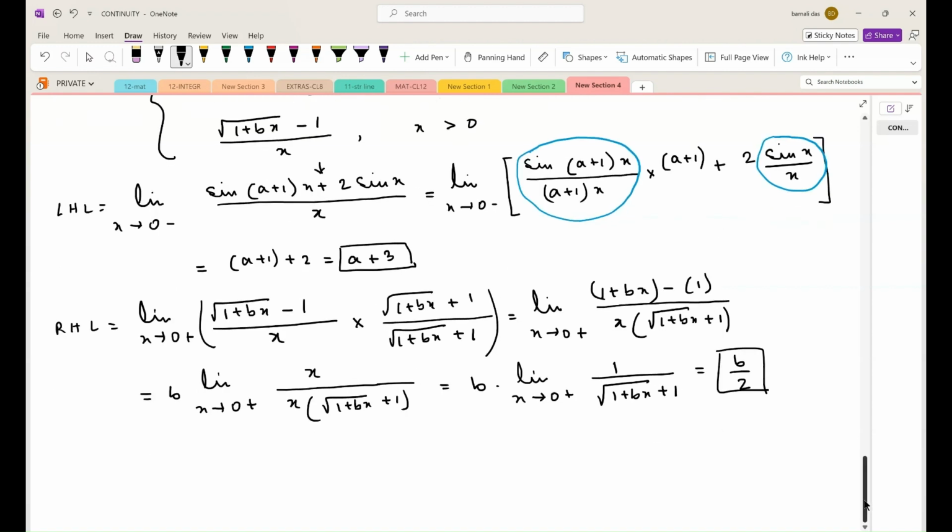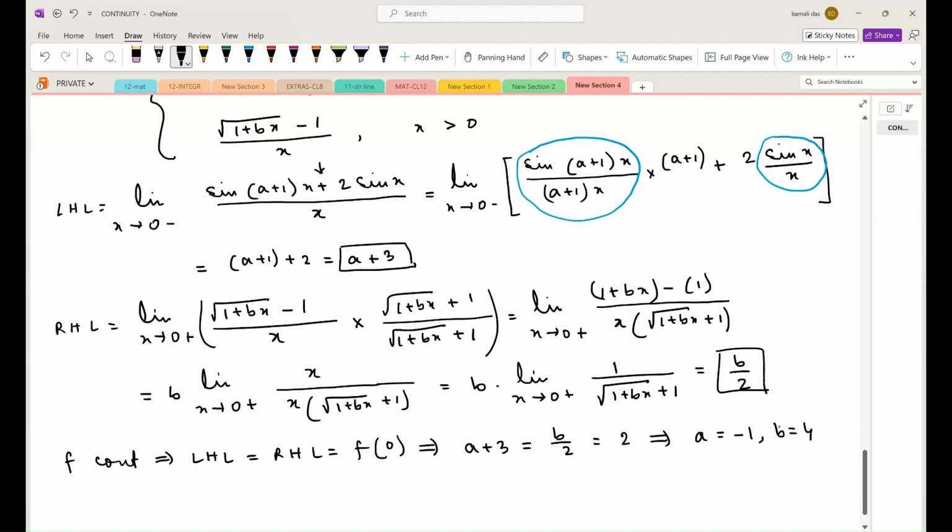So since, if continuous, it implies LHL equal to RHL equal to value of the function at 0. So LHL, we have got a+3, RHL we got b by 2, and the functional value is 2. So from here you get a equal to minus 1, b equal to 4. Right.